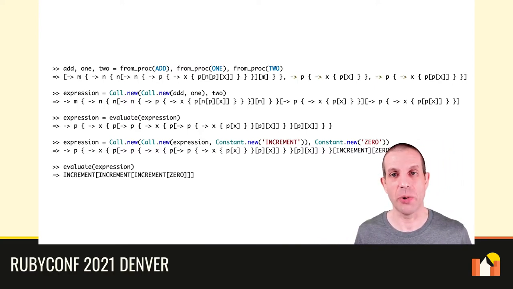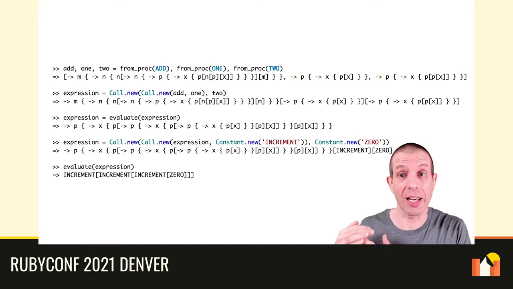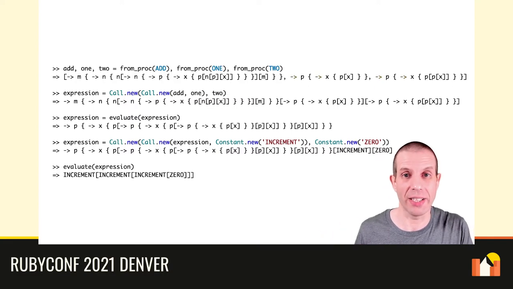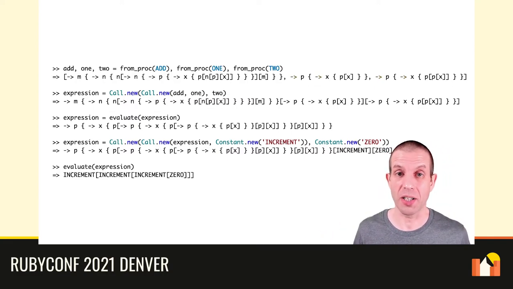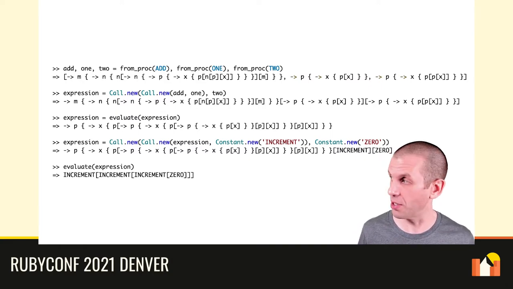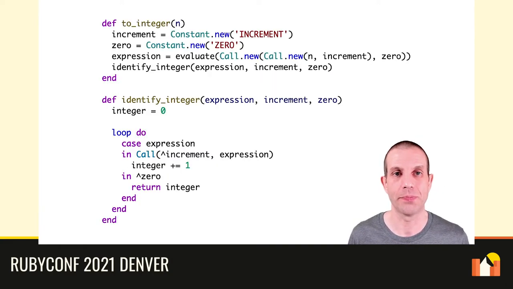You can see that evaluation treats constants as inert values and leaves them alone, which allows them to pile up in a structure that we can then recognize. In this case, we can see that when 3 is called with arguments, it calls the first argument on the second argument 3 times. And that result is easy to recognize as the number 3, even though the original expression wasn't. Here's how we implement that conversion.